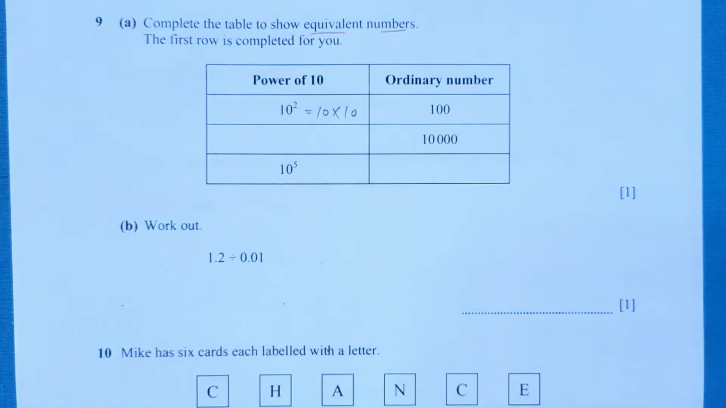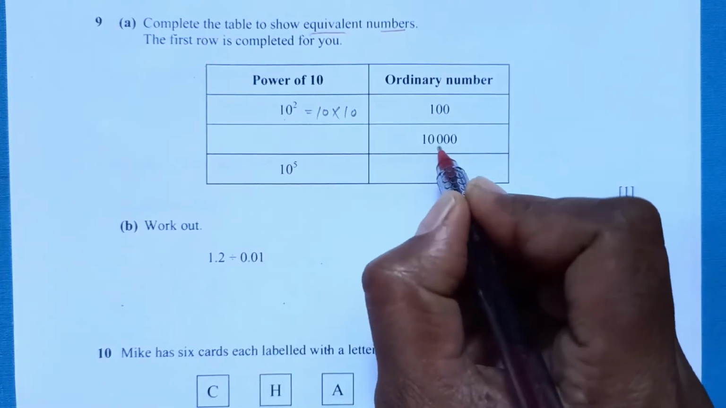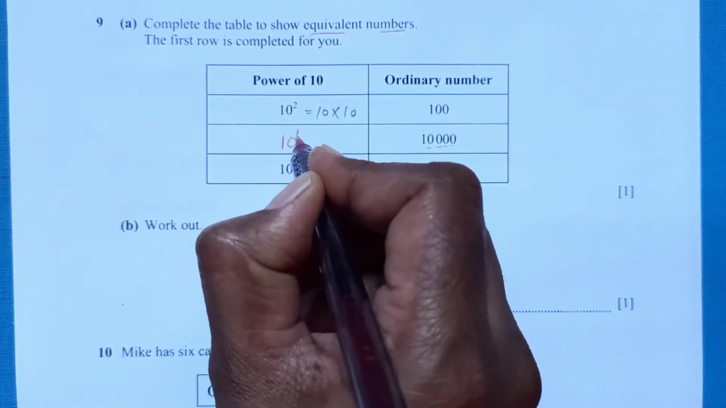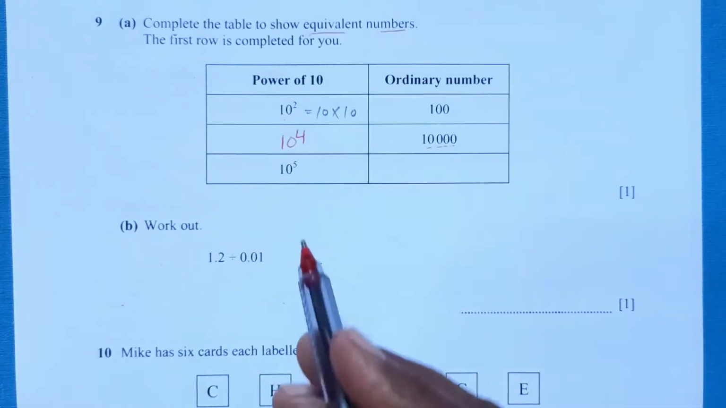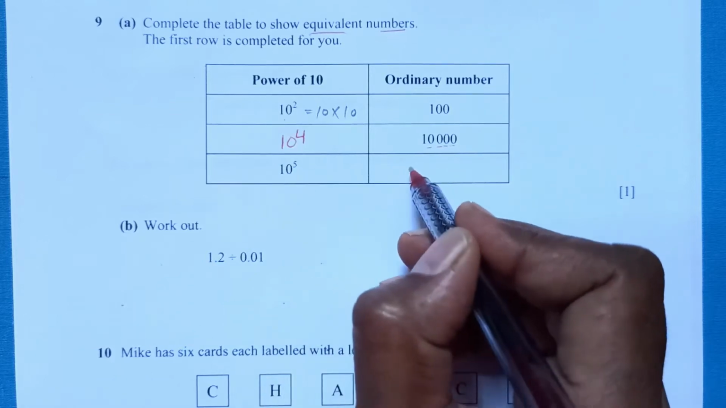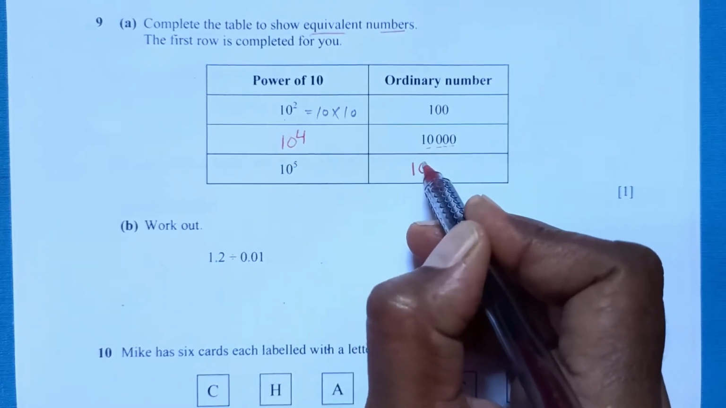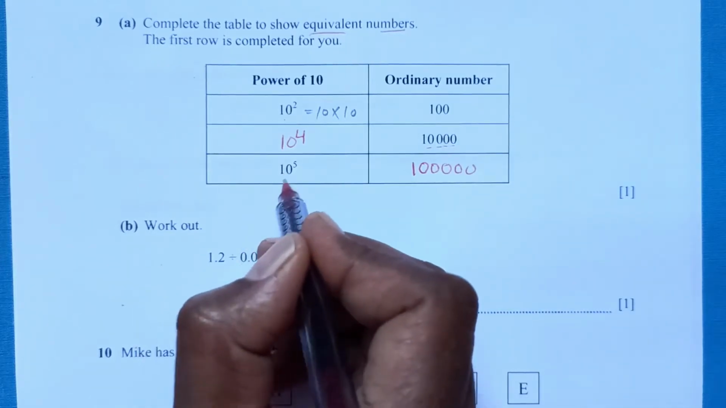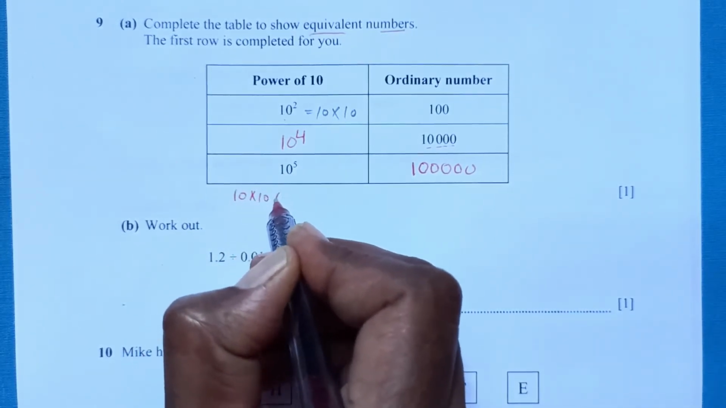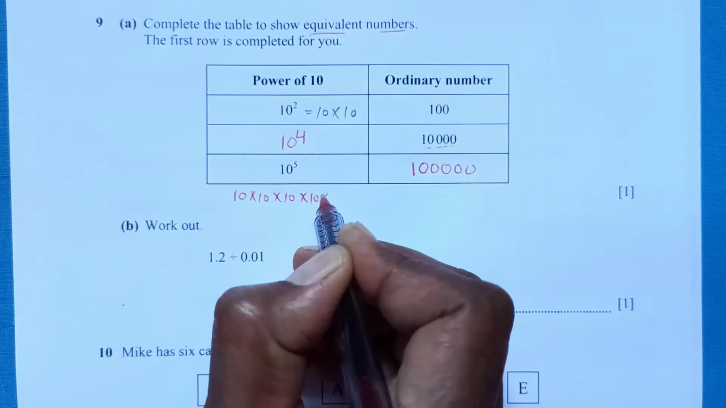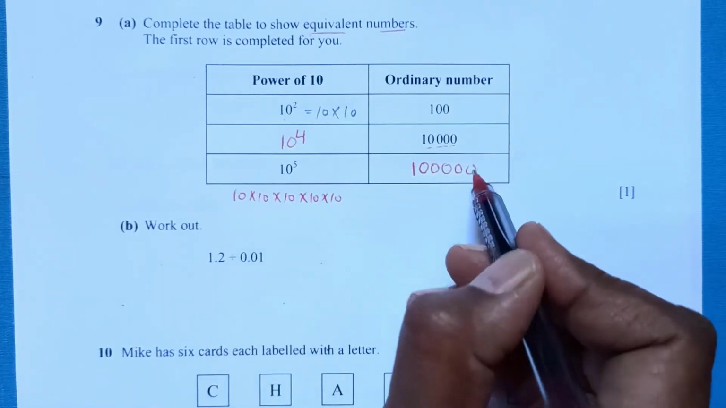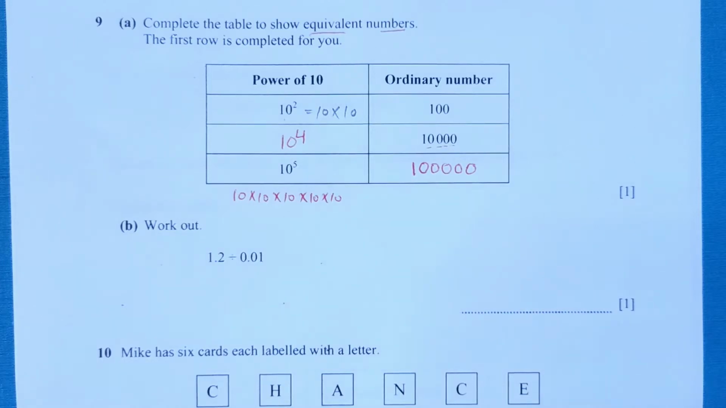How many times? It's 5 times. So here you have how many zeros? 1, 2, 3, 4. So that means 10 raised to power 4. Now next one, 10 power 5, that means with 1 we are going to have 5 zeros. 1, 2, 3, 4, 5. That means we are multiplying 10 5 times, like this. So when you multiply 10 times 10, you are going to get here 5 zeros.